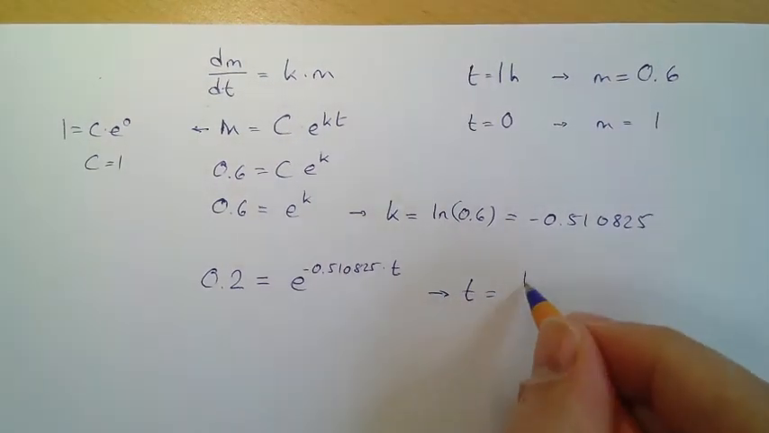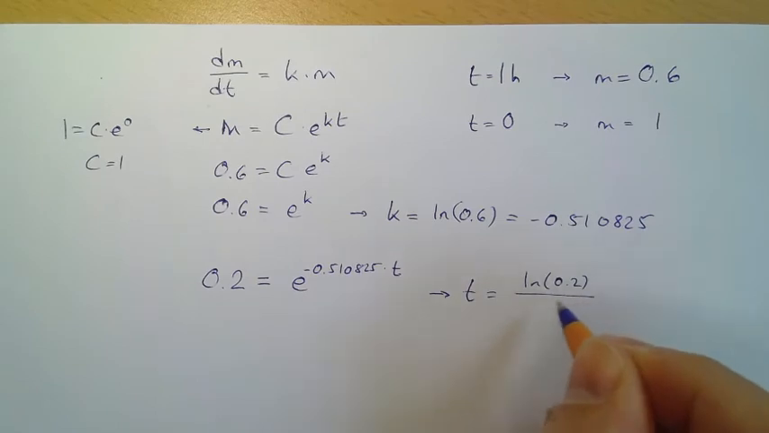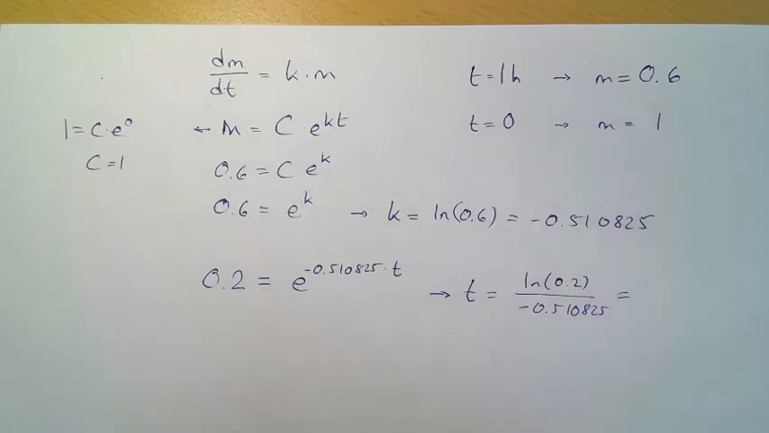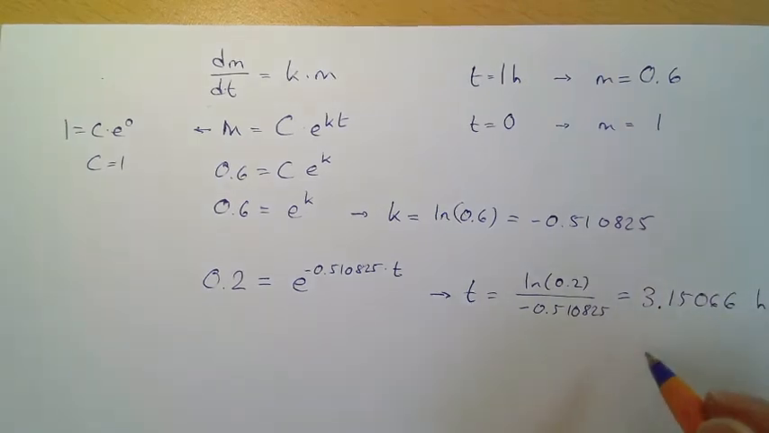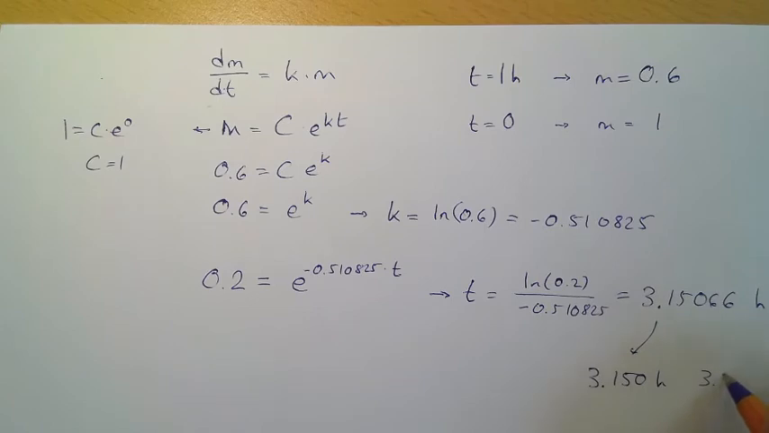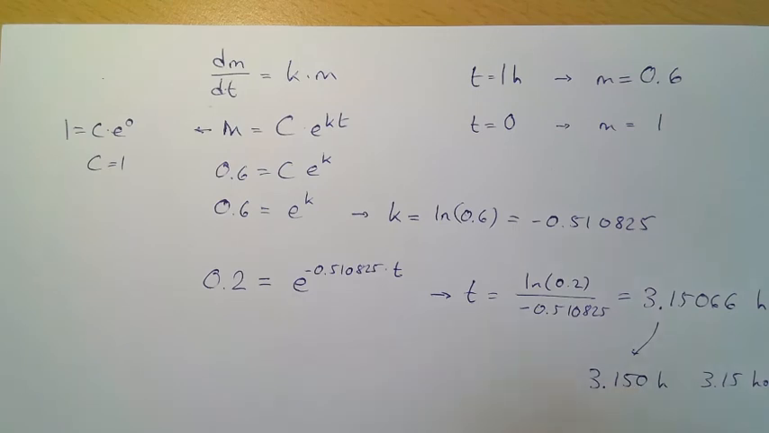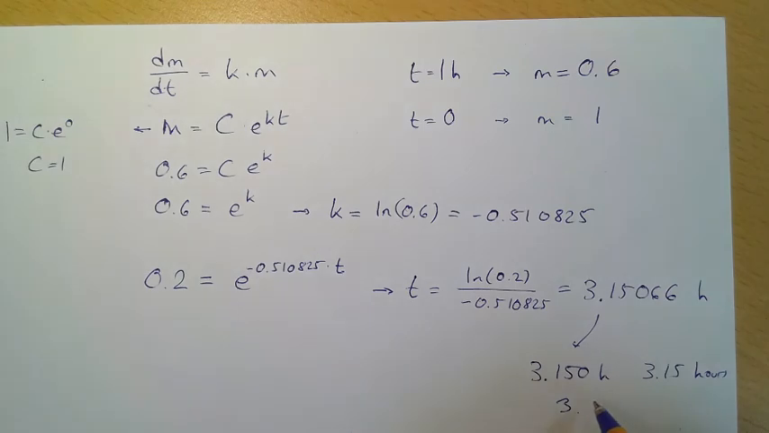t equals ln of 0.2 divided by this number, negative 0.510825. And if we calculate that, we find 3.15066, etc. hours. So in AP Calc, you can either truncate, which is 3.150 hours. You can obviously also write 3.15 hours. You don't need to write the third decimal since it's a 0. Or you can round and write 3.151 hours. That's also correct.